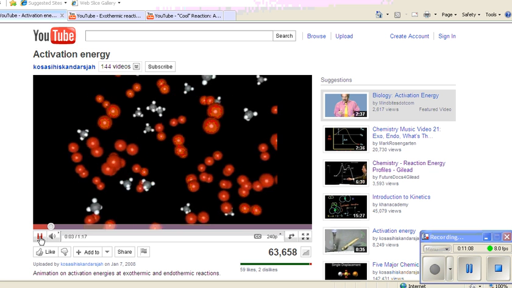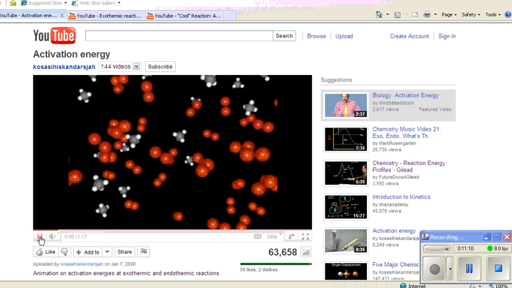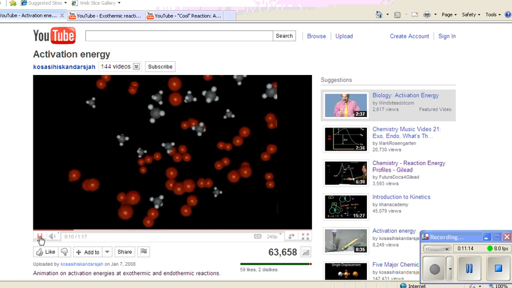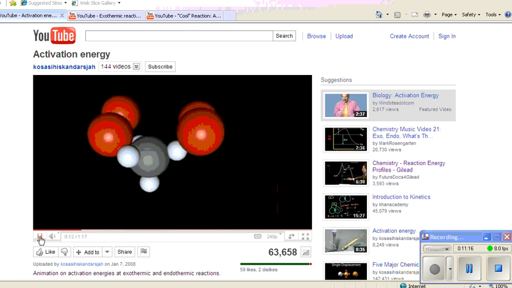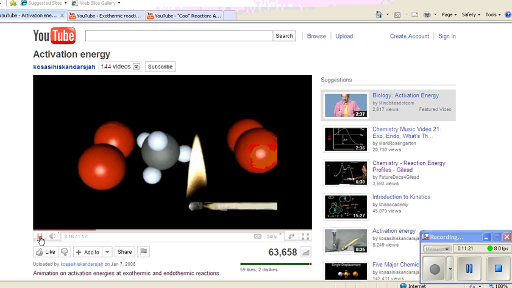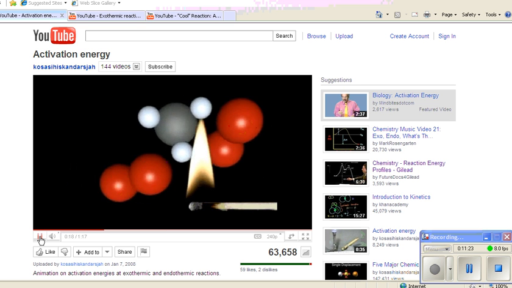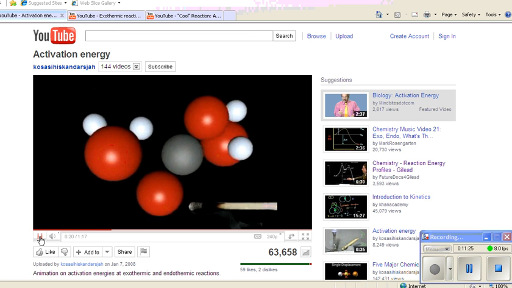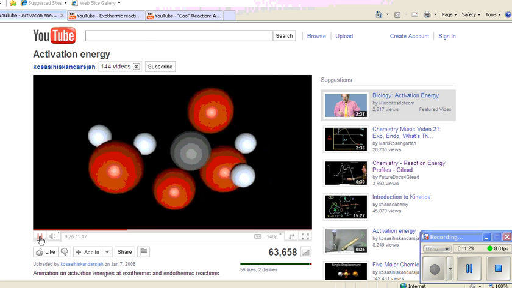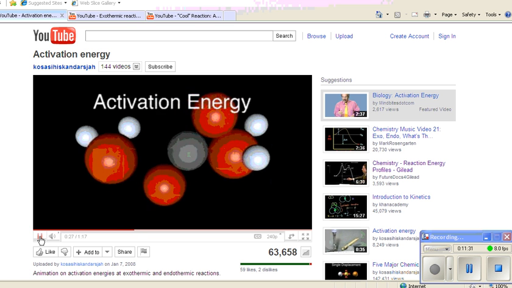Mixed together in the same container, they collide. But there is no reaction until a spark or flame is added. Why? To react, the molecules must collide with sufficient energy to break the oxygen-oxygen bonds and carbon-hydrogen bonds so new bonds can form. The additional energy needed to break existing bonds and start the reaction is called activation energy.